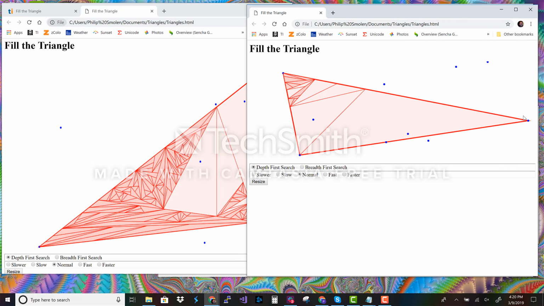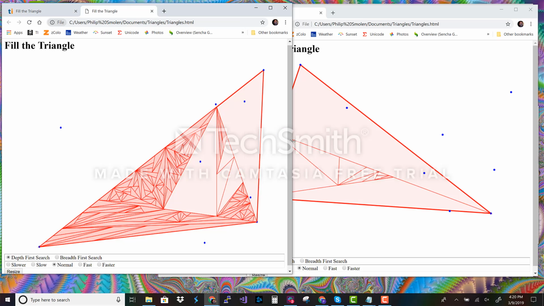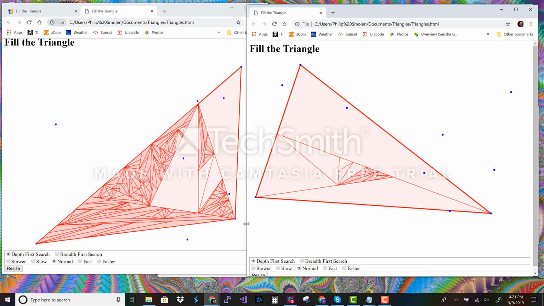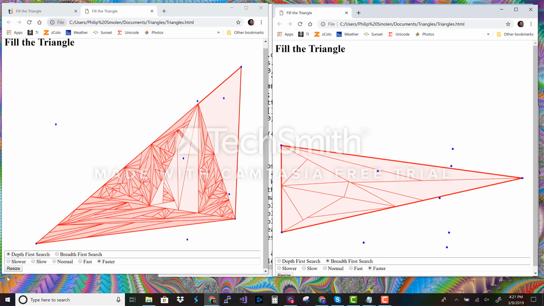It automatically sizes left to right, but not top to bottom. That's a whole other issue. All right, so let's make this one breadth first, depth first, faster, faster. That's a quick way to reset them.